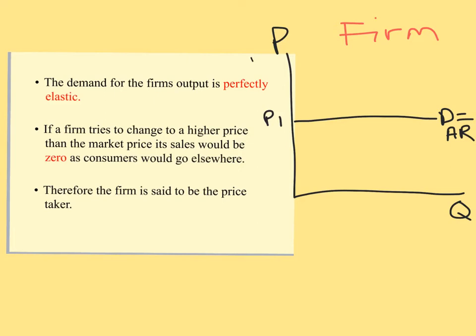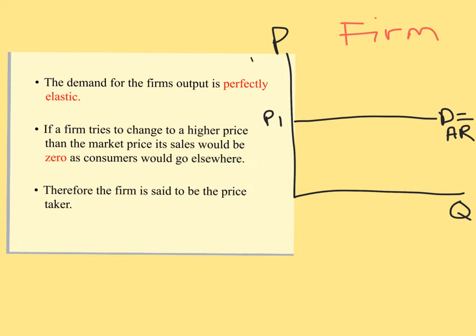Okay, so just to explain that a little bit more, we talked about it being perfectly elastic, so we can see that here. If you remember, when we looked at elasticity, if I just draw another line here, it makes an E shape. So that's how we know elastic, okay? But remember, when we talked about perfectly elastic before, we said that if the price increased, demand would just completely drop to zero. Okay, so if a firm tries to charge a higher price than the market's price, its sales would just be zero, as consumers would just go elsewhere. Okay, therefore the firm is said to be the price taker. So that was from our first assumption or a definition, that the firm is the price taker. Now, what happens if the price goes below the market price?